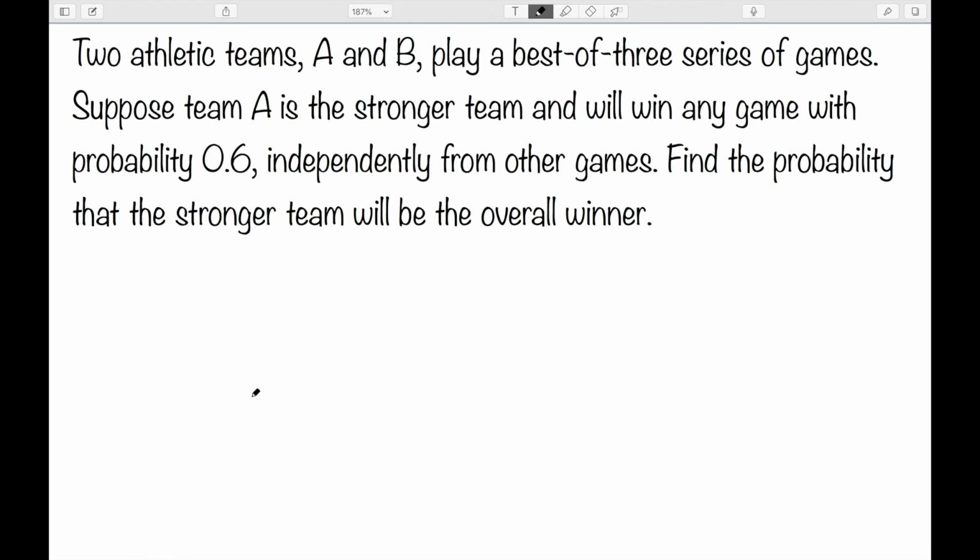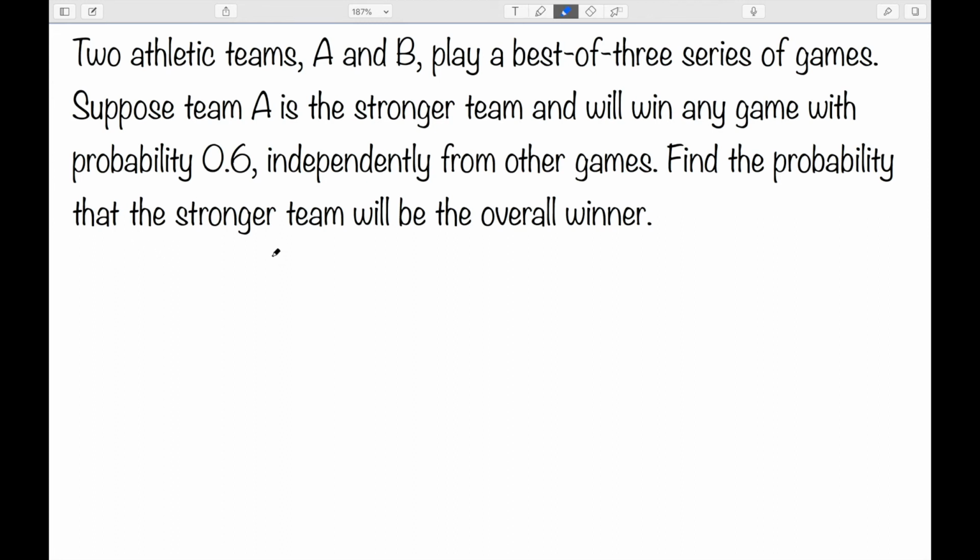Let's suppose we have 2 athletic teams, which we'll call A and B, and they're going to play a best of 3 series of games. So in other words, the first team to win 2 games is the overall winner. We're going to suppose Team A is the stronger team and will win any game with a probability of 0.6, independently from other games. I want to find the probability that the stronger team will be the overall winner.